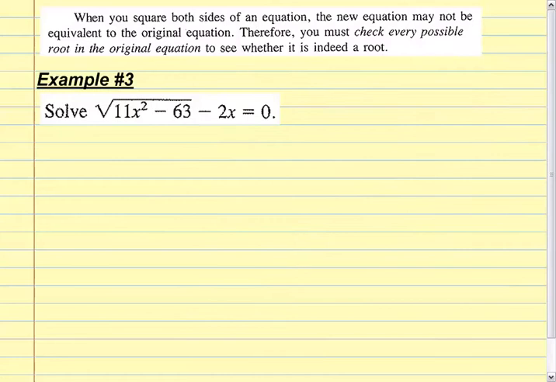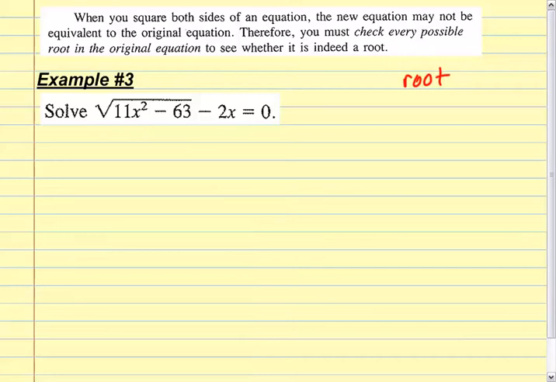All right, first thing, when you square both sides of an equation, the new equation may not be equivalent to the original equation. That's because we're squaring it. Sometimes it'll change negatives to positives. Therefore, you must check every possible root or solution in the original equation to see whether it is indeed a solution.